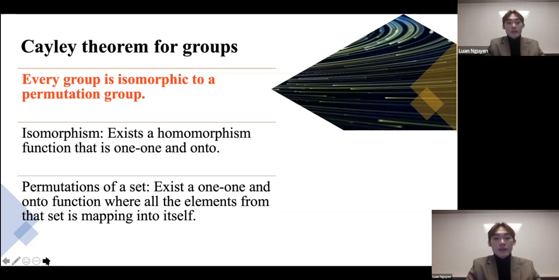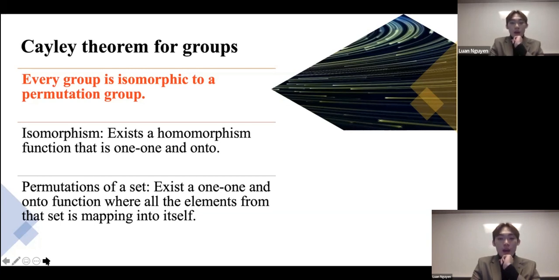Isomorphism means there exists a homomorphism function that is one-to-one and onto. And a permutation of a set is a one-to-one correspondence, which is a one-to-one and onto function, where all the elements from that set are mapped into itself. So take one element, let's say theta is a permutation of the group from G to G. It is one-to-one and onto. So it maps all of the elements from that set into itself, and it must be a one-to-one and onto function. That is the definition of a permutation of a set.